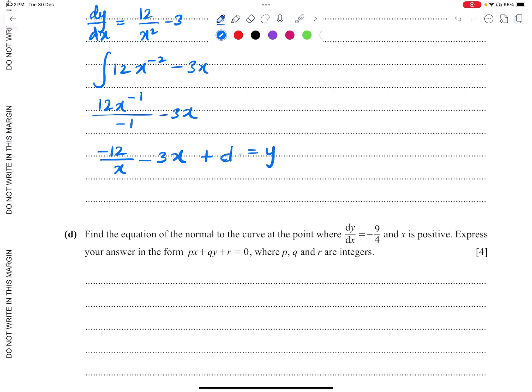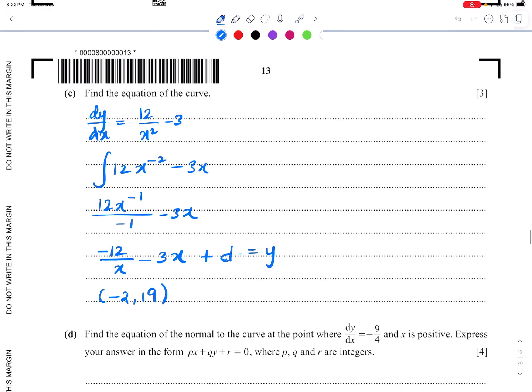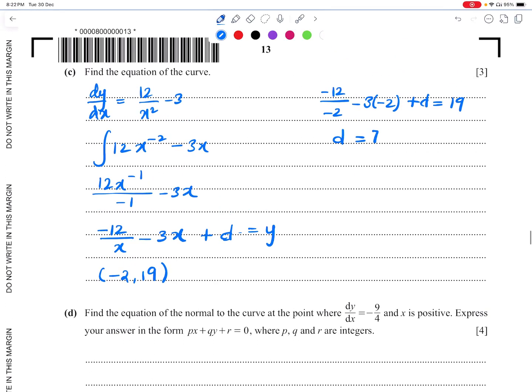That's going to be equal to y. Now, over here, I can use the coordinate that is given to us in the question, that is (-2, 19). That's going to become -12 over -2, minus 3 times -2, plus d is equal to 19, and d is going to be equal to 7. So the final equation comes out to be y = -12/x - 3x + 7.